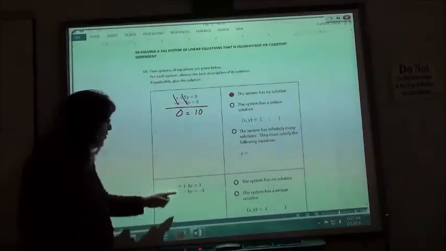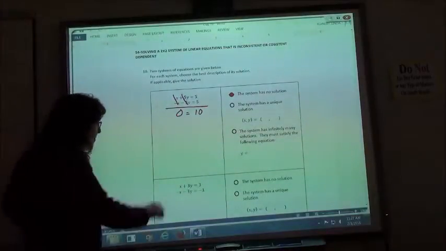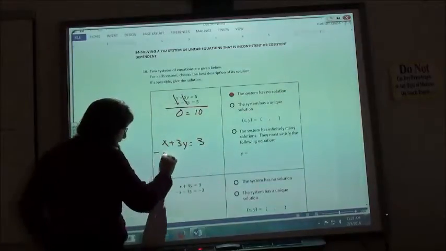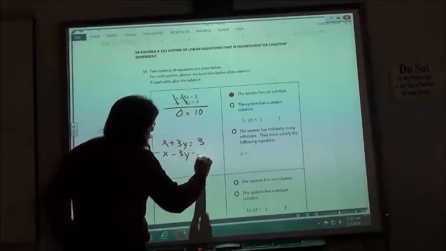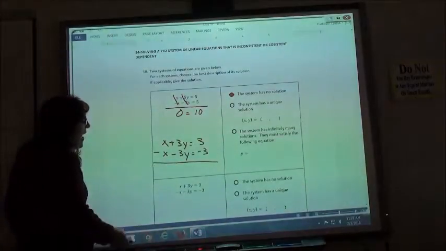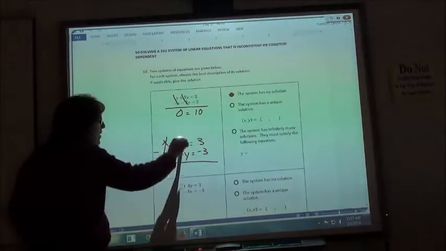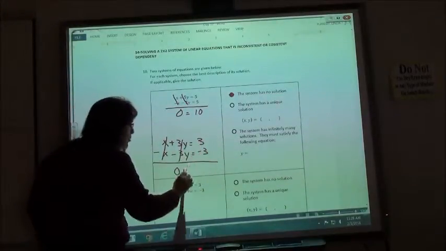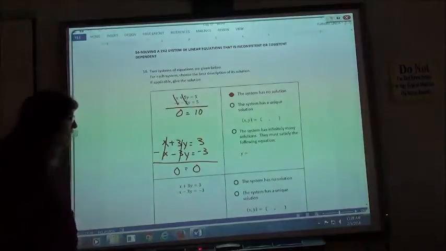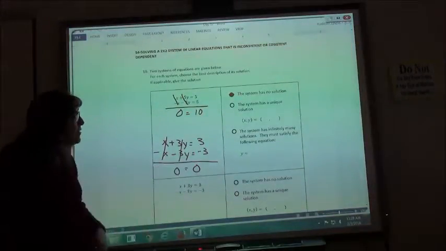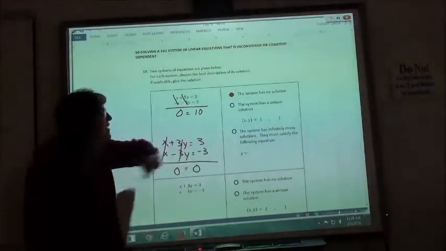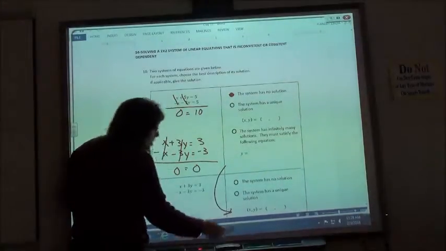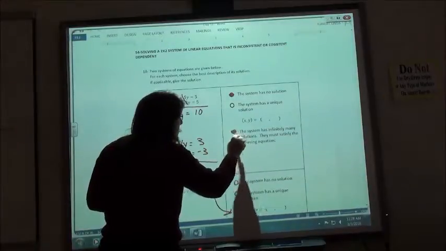Because the board's being difficult, I'm just going to do this one up here on the top. If I have x plus 3y equals 3 and negative x minus 3y equals negative 3, when I add, the x's cancel out and the y's cancel out, so I get 0. Over here, 3 minus 3 is also 0. If I get 0 equals 0, the system has infinitely many solutions. You'll put it down here on your answer, but I'm going to put it up here.